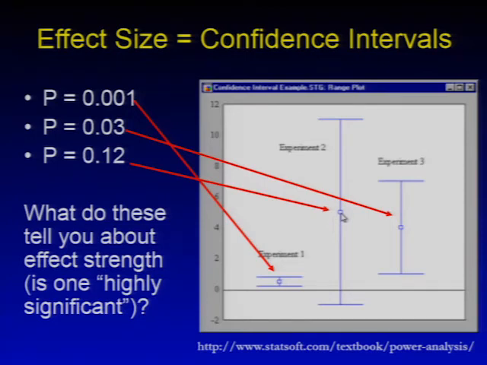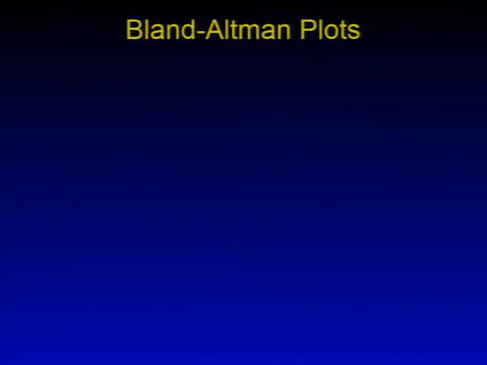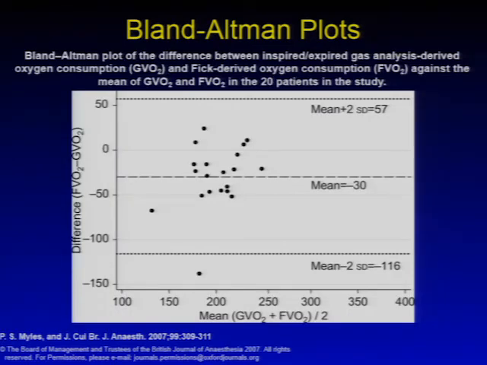So confidence intervals are the way to go when it comes to describing data, and you can expect to see confidence intervals in some way, shape, or form on a board exam. Now, Bland-Altman plots are another keyword that we were supposed to try to address, and so I just put up an example of one here.